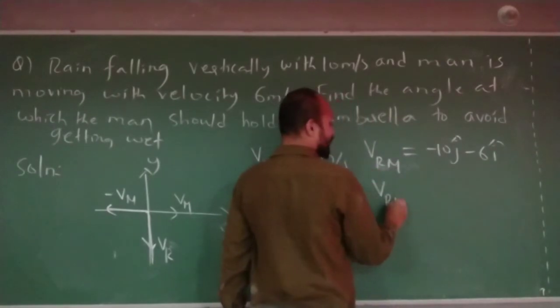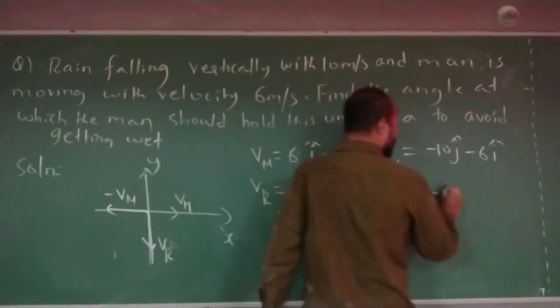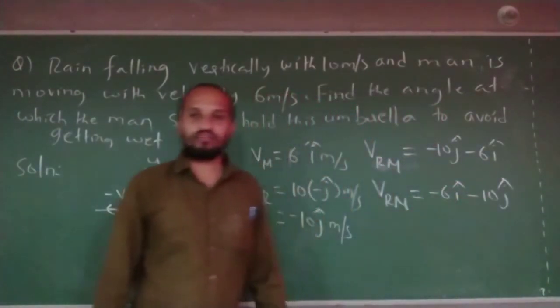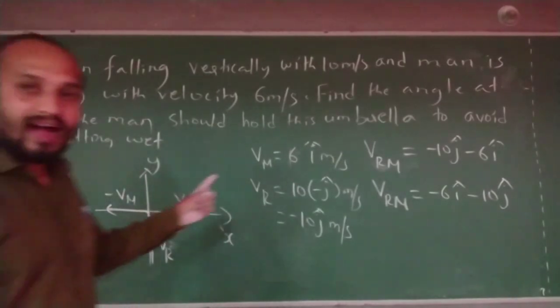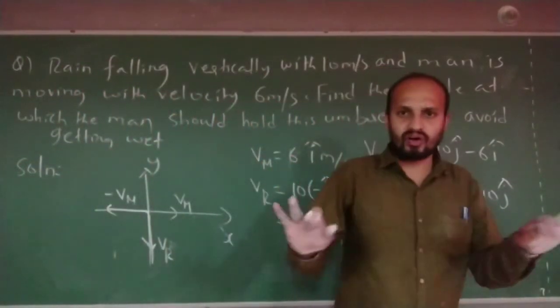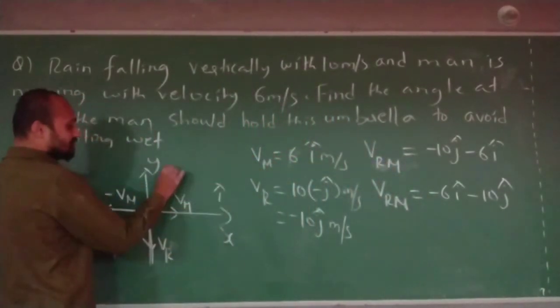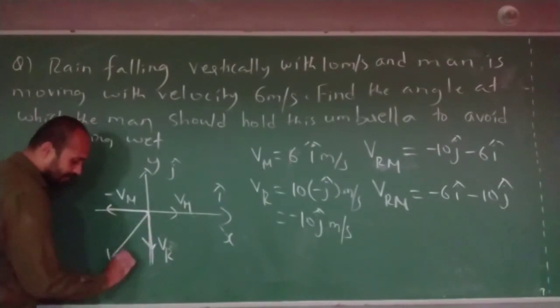So velocity of rain with respect to man is how much? Minus 6i cap minus 10j cap. Find the magnitude of this. You will get the value of velocity of rain with respect to man. See how interesting it is. In terms of i j k, if I solve, it becomes so easy for me. In terms of i j k, I have assumed this is i cap, this is j cap, and this is velocity of rain with respect to man, it will be like this.